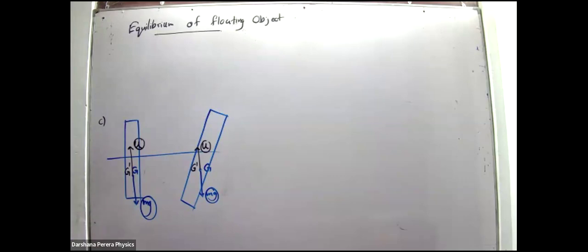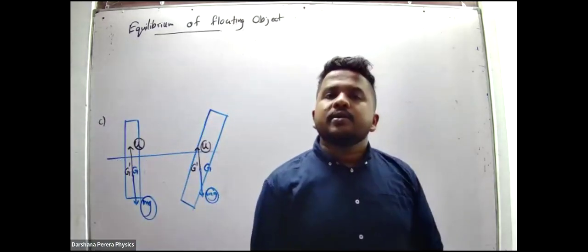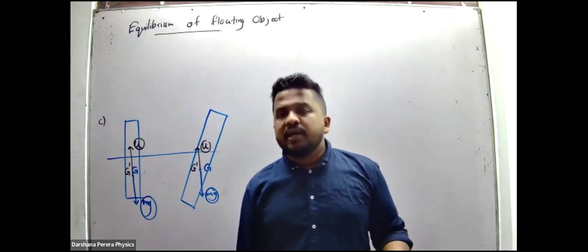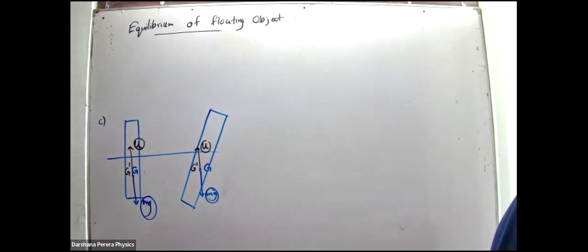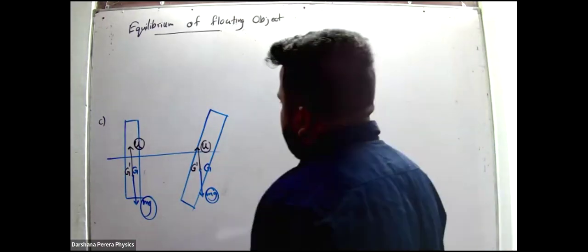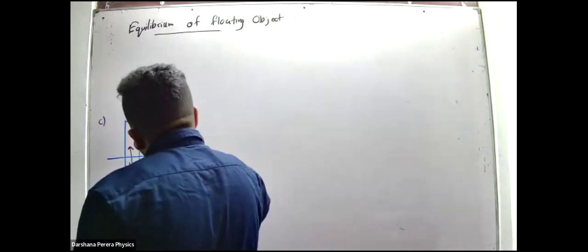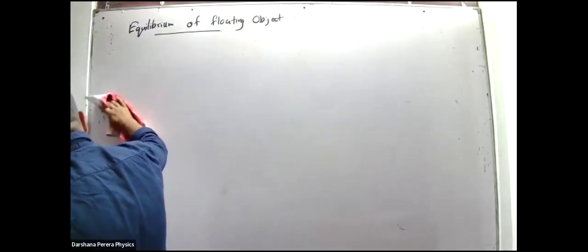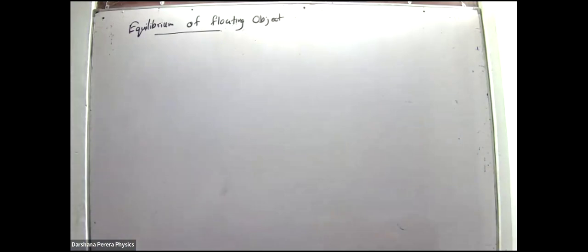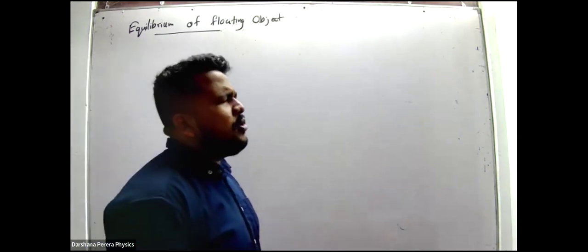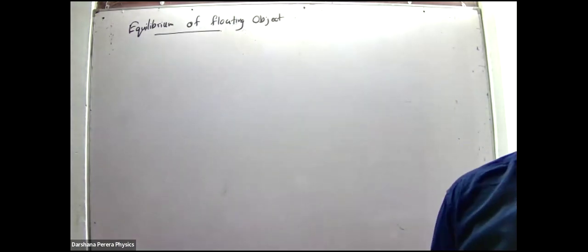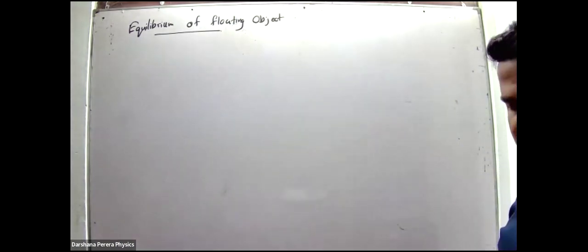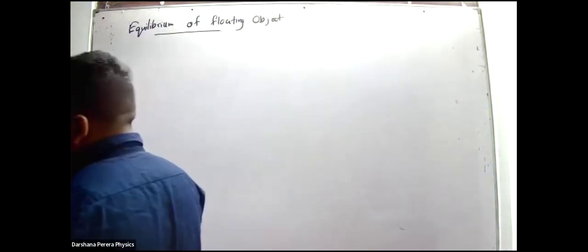Then write down a point. To maintain a stable equilibrium, it is necessary to place the center of gravity, capital G, below the capital G dash.